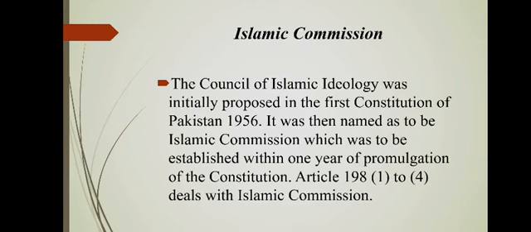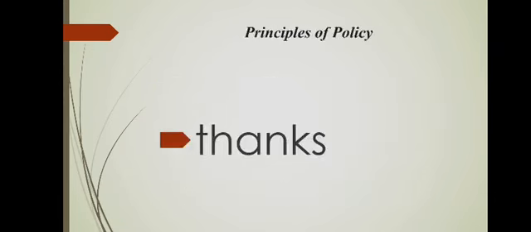So the establishment of the Council of Islamic Ideology was initially proposed in the first constitution of Pakistan, and it was named the Islamic Commission, which was to be established within 1 year of the proclamation of the constitution, and it was under Article 198, clauses 1 to 4. So it deals with the Islamic Commission, but its suggestions were not binding on the government.